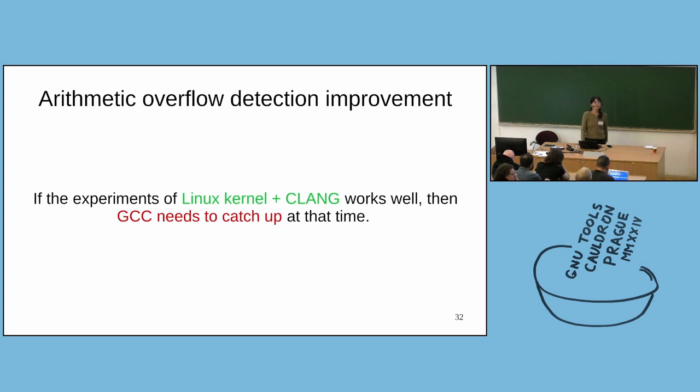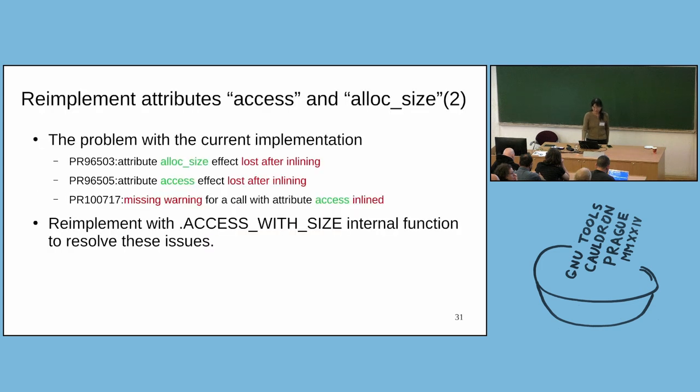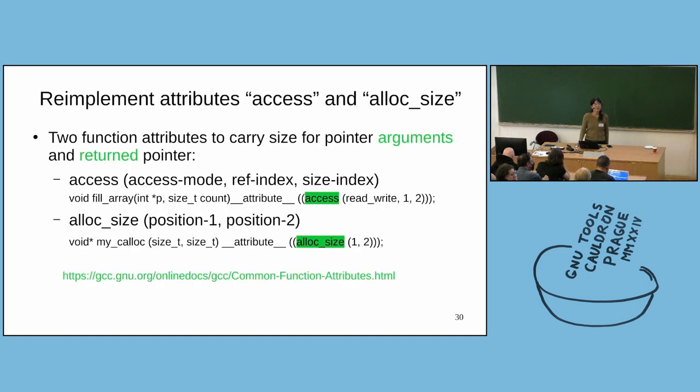There is the argument that can be extended as bitmask or something. But I would say there is a problem with replacing the access attribute with access with size, because access with size is used on all the references to the flexible array member. And the problem is that access attribute doesn't work like that. It's only about the parameter. So it's not about all the uses of the parameter, but only about the value of the parameter which was passed to the function.